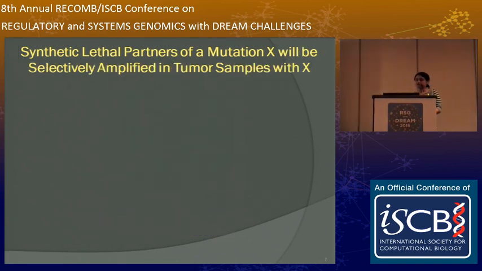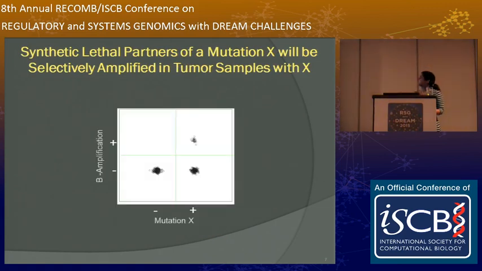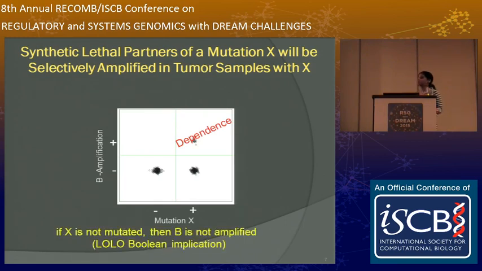Now, another manifestation of the hypothesis could be that the synthetic lethal partner is selectively amplified in tumor samples with X. So if you go back to a scatter plot here, what you would find is that B is only amplified in the presence of the mutation, suggesting a form of dependence. And again, this is a very easy implication for us to pick out. This is what we call a low-low Boolean implication, where if X is not mutated, then B is not amplified.